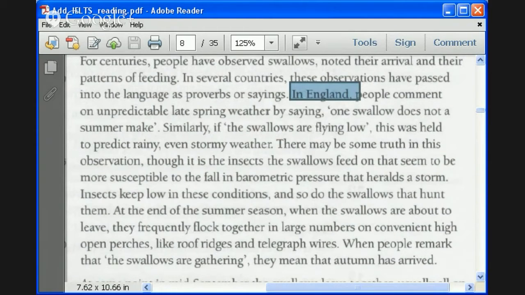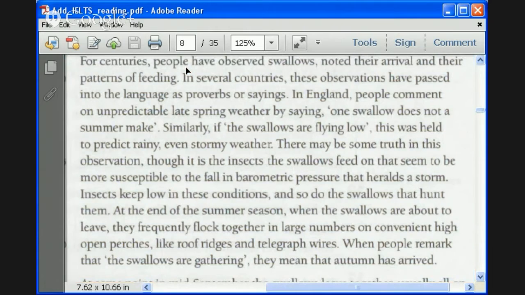Predict bad weather conditions, even stormy weather. I see that word too. Summer season. And what is autumn? When is autumn? You're definitely on the right track, Miriam. So what is the idea? We're looking very quickly. What is the idea of this paragraph? The swallows migrate according to the seasons. Okay, that's true.